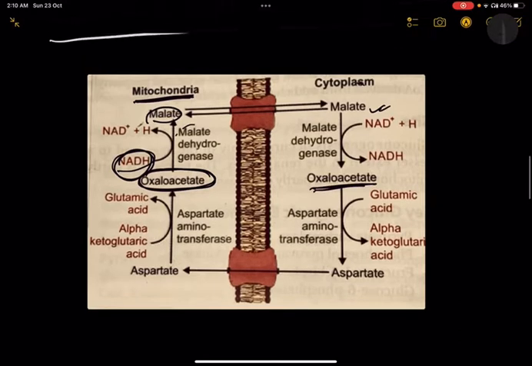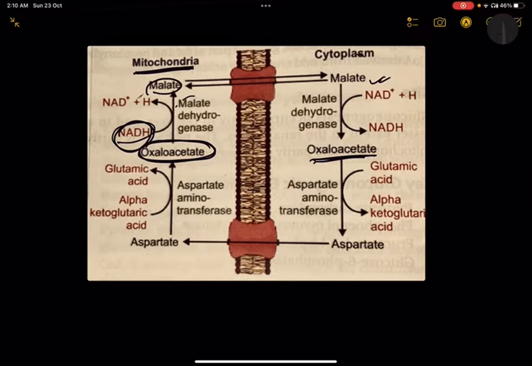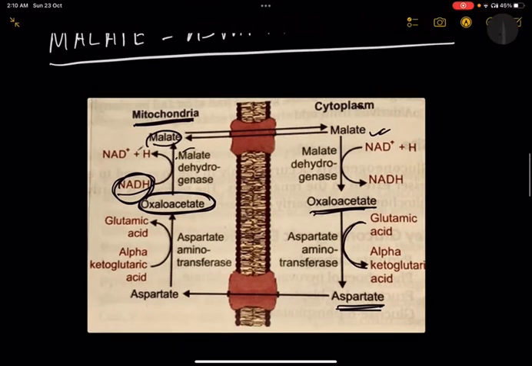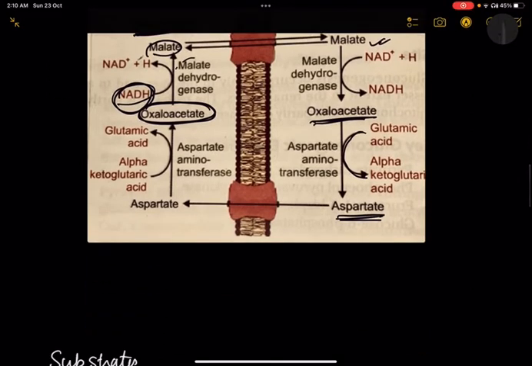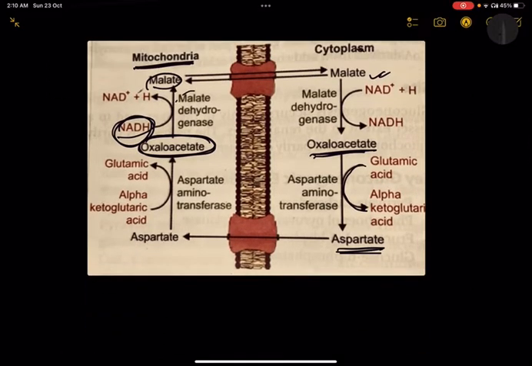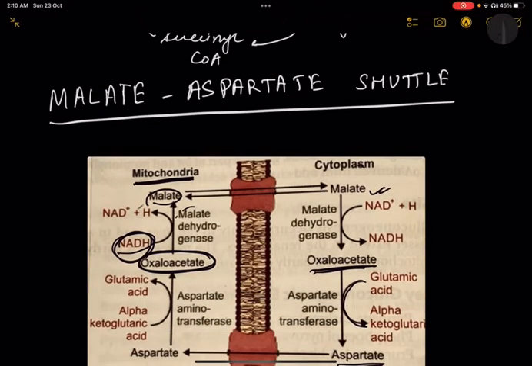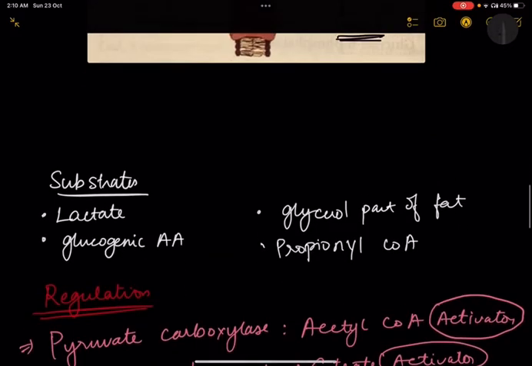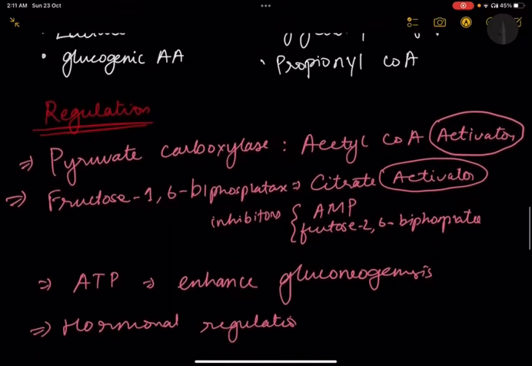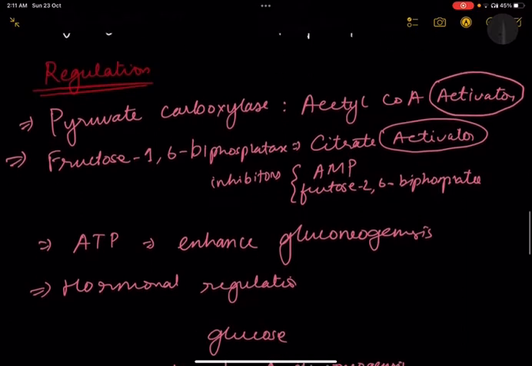Okay, and sometimes when we need oxaloacetate from the cytoplasm to the mitochondria, then it will undergo transamination to form aspartate. That's why it's known as the malate aspartate shuttle system. So aspartate will then enter into the mitochondria, and then it can again be converted into oxaloacetic acid. Okay, so this is the malate aspartate shuttle system. Now, if we talk about the substrates, we have already talked about these four substrates which we have to learn. Okay, then regulation.